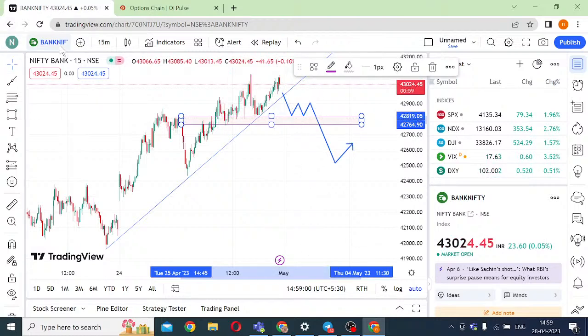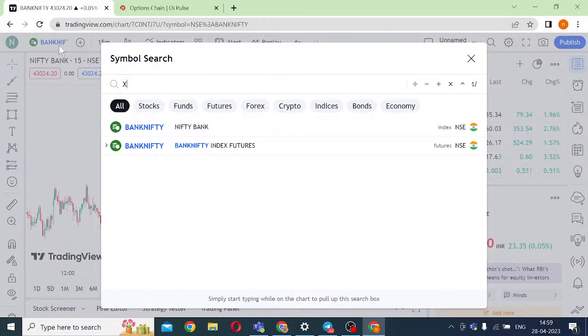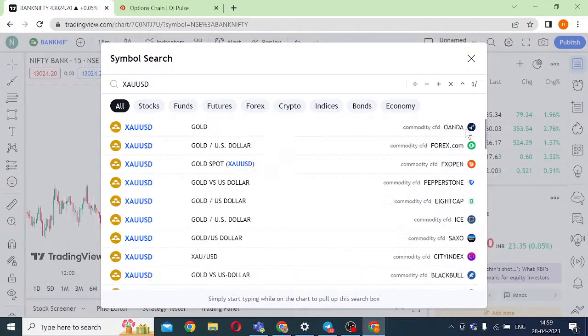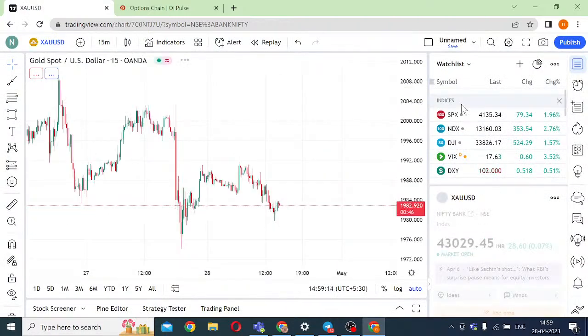Anyone up for gold analysis? Let me pick up the gold chart because that is something which is giving a very volatile move every day.